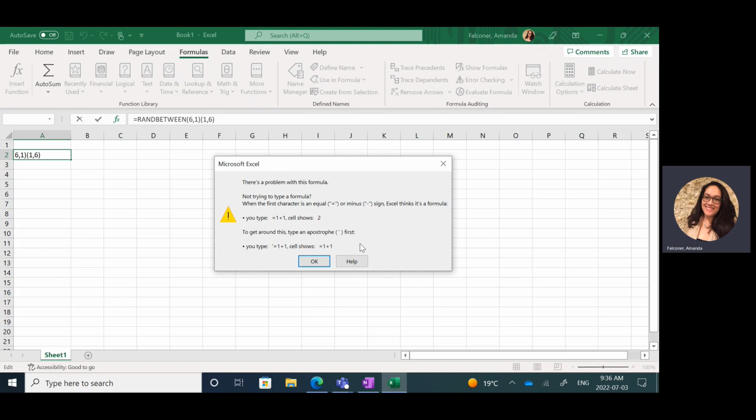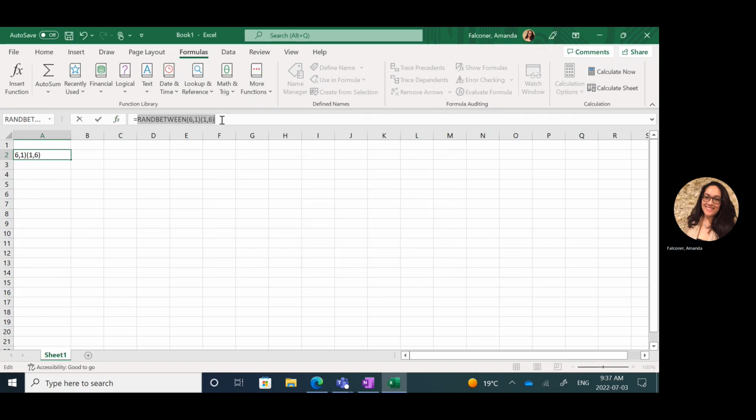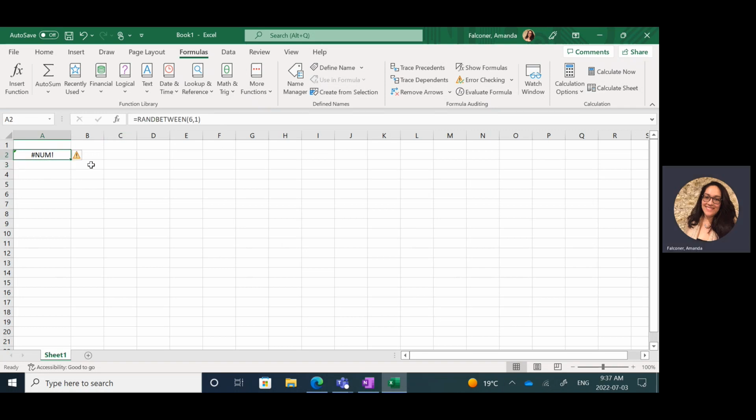Yes, because I have it twice. Still not working. Rand between. Let's try 1 to 6. Okay, yeah. So that's the formula. I don't know why it took me so long to put it in there, but it's the RANDBETWEEN formula, and I want it to start at 1 and end at 6 because the dice have 6 sides, right, with the numbers 1, 2, 3, 4, 5, 6 on them.